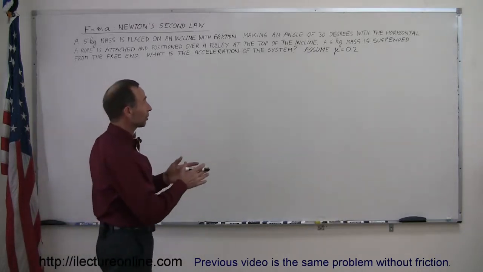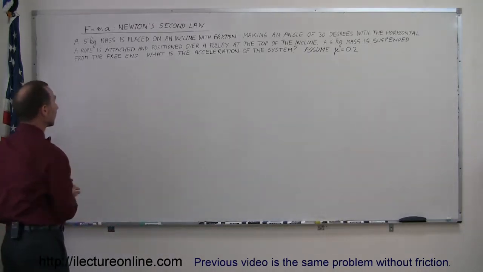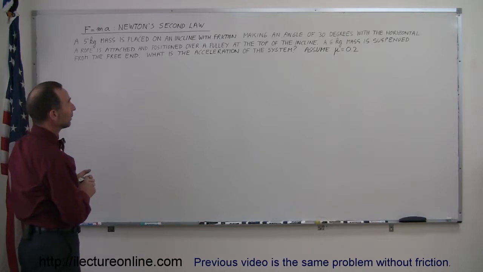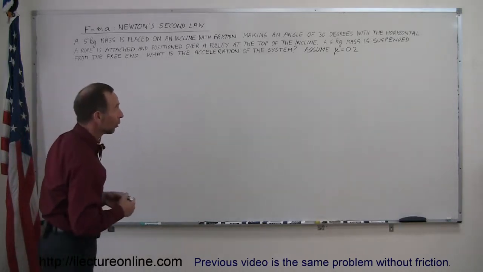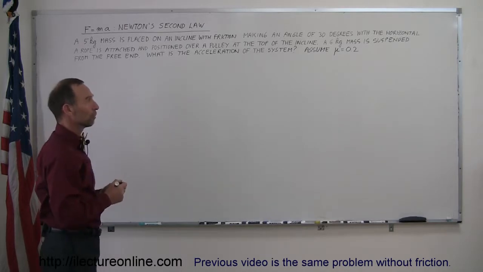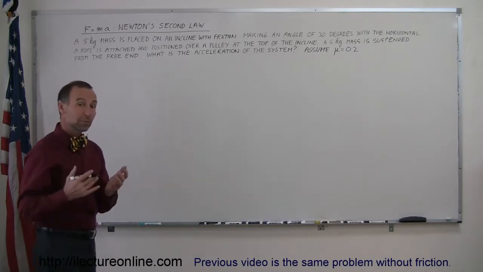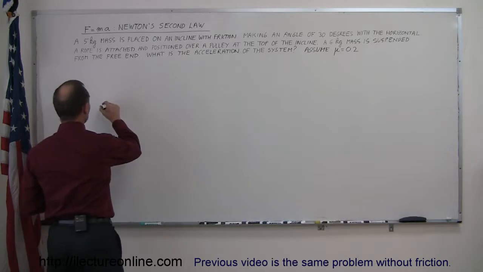Then we hang a 6 kilogram mass on the free end of that rope on the other side, and they're asking what is the acceleration of the system. In this case, let's assume the coefficient of friction is 0.2. Again, we'll make a drawing to visualize what this problem is all about.